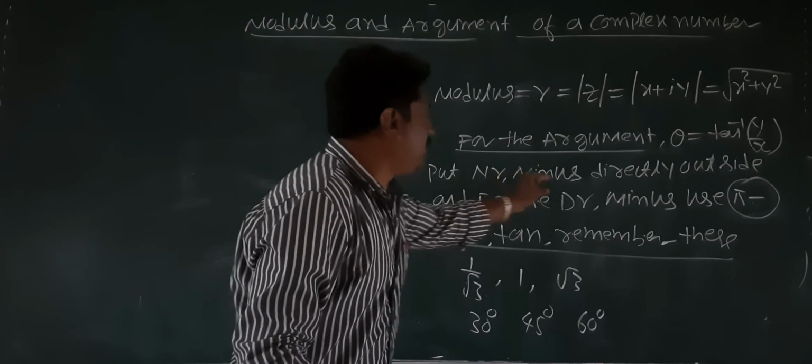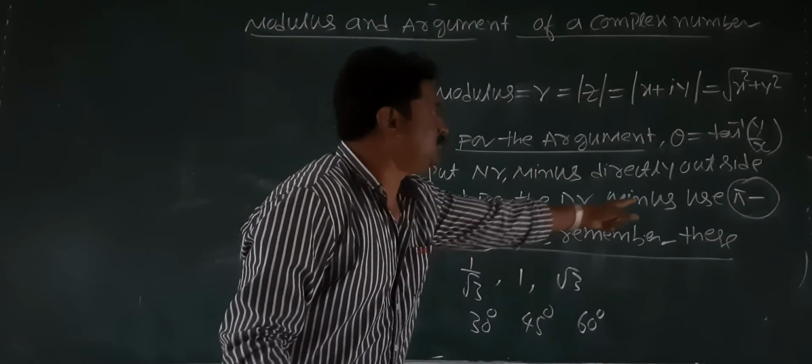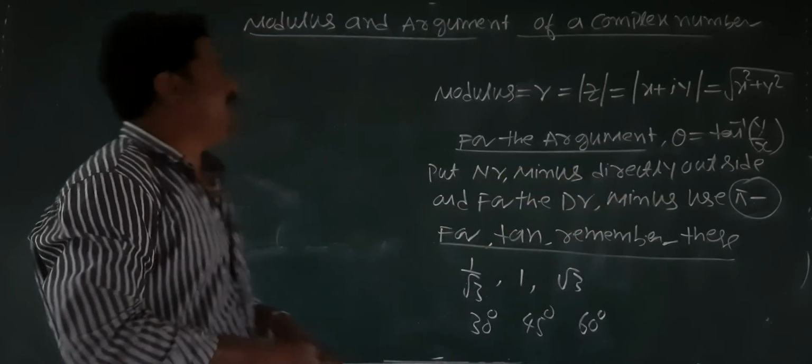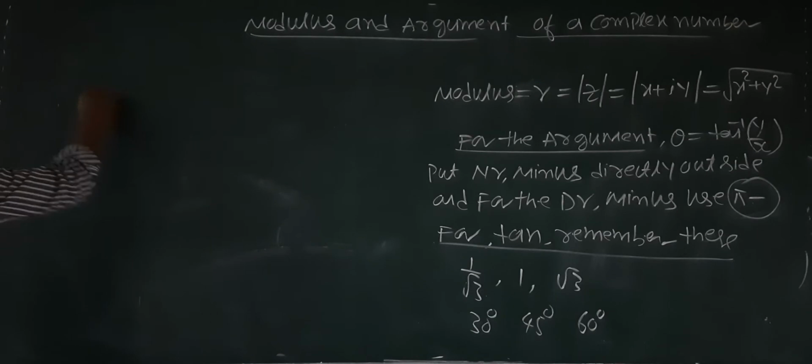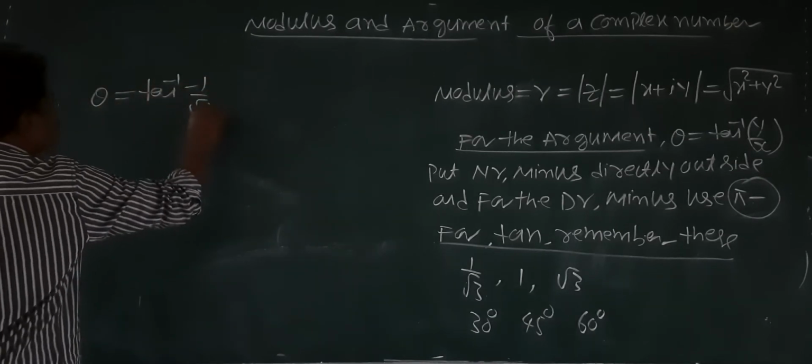Put numerator minus directly outside and for the denominator minus, use pi minus. If you remember this much, you can easily write that. Look at this. So theta is equal to tan inverse, if it is minus 1 by root 3.